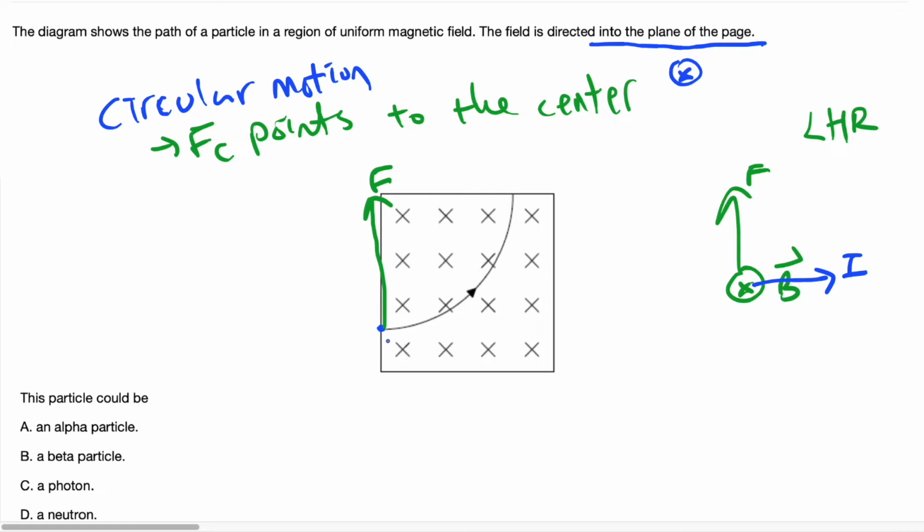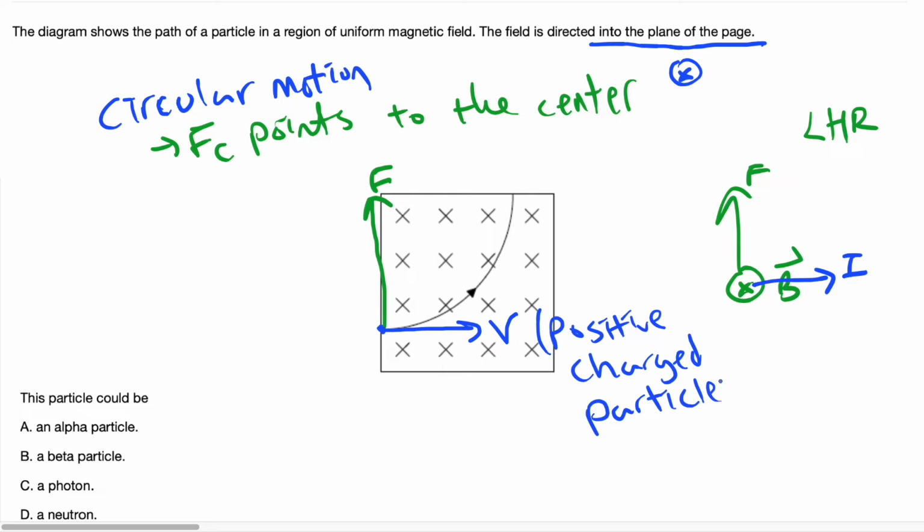And for circular motion, you know that velocity is always tangent to radius and is supposed to point to this direction. So from this, we know that it gotta be a positive charge particle, because the direction of current here is in the same direction with velocity. So it gotta be a positive charge particle.